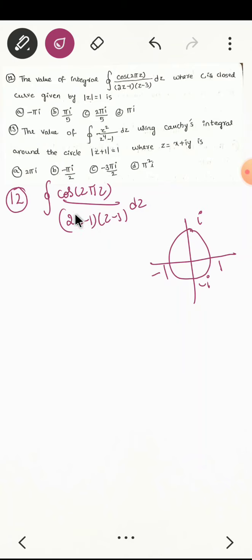Then take these two things, whichever are in the denominator. 2z minus 1 equal to 0, z minus 3 equal to 0. You cannot take 2z, because you should always have z minus a only. Here you have 2z, that should not be the thing. So that will be z minus 1 by 2 equal to 0. That means z is 1 by 2.